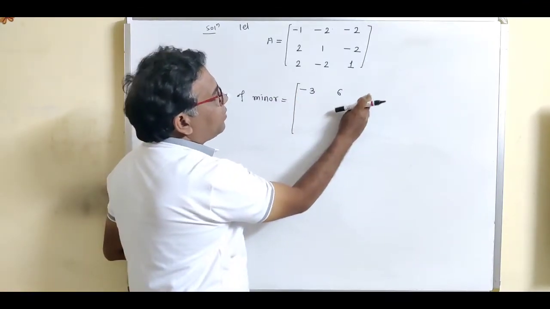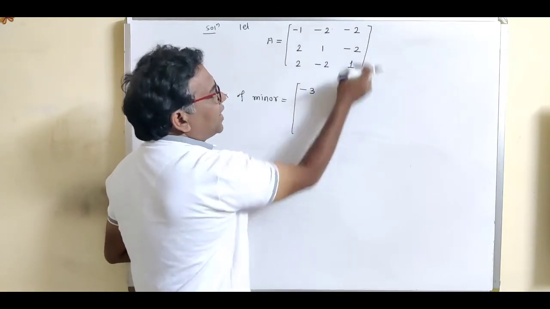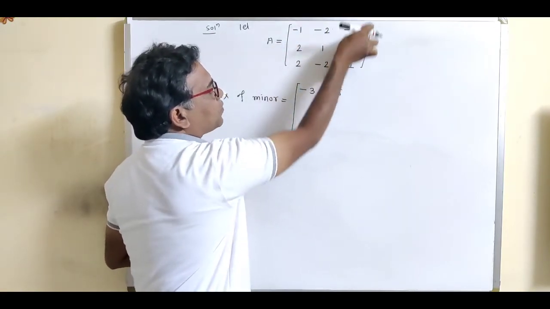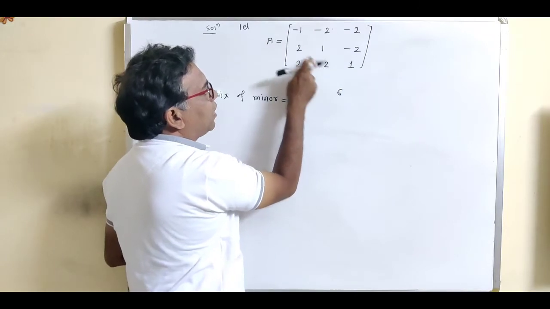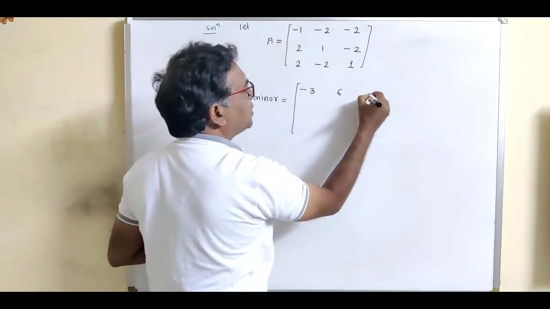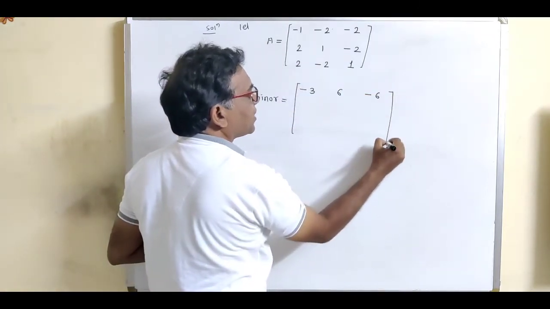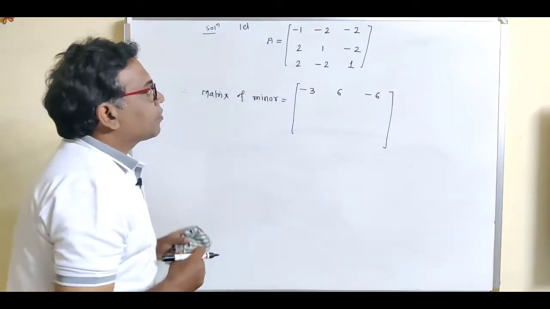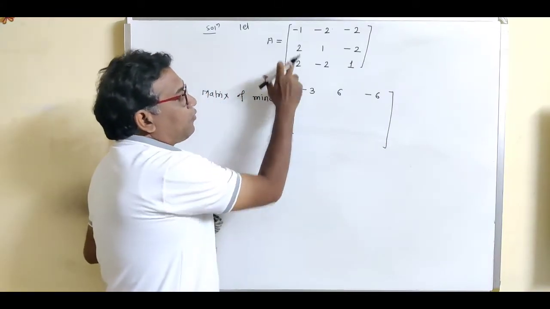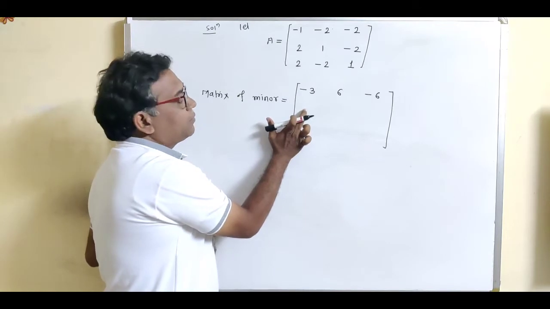Now this is the next element. For the next element, delete the corresponding row, corresponding column and take the determinant: minus 4 minus 2. This is minus 6. Now find out this next minor element.